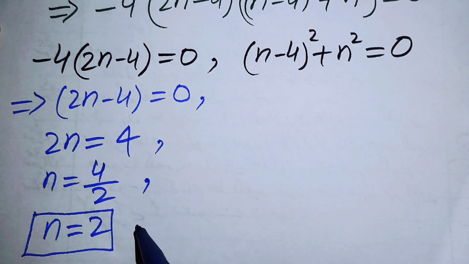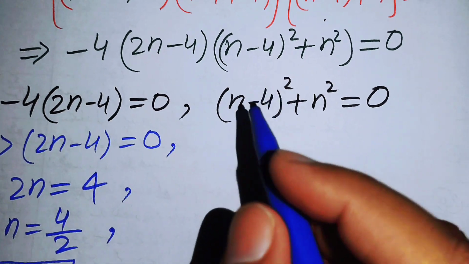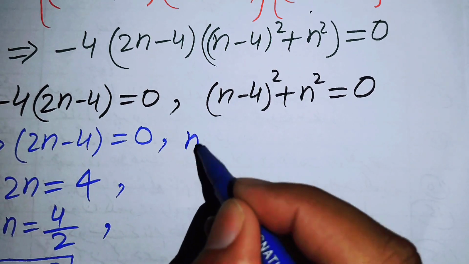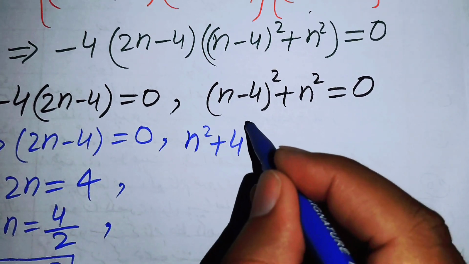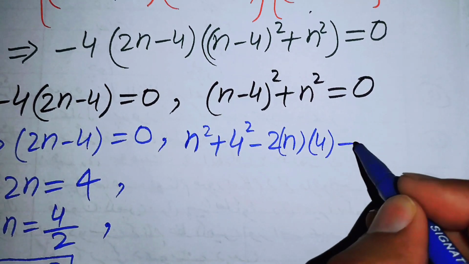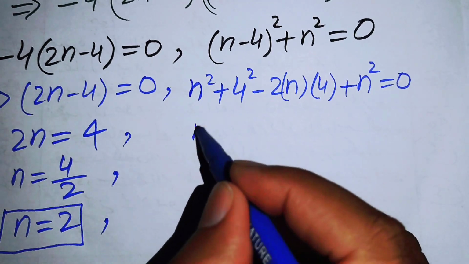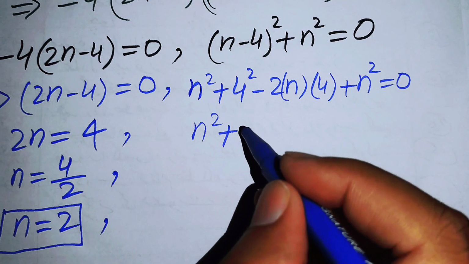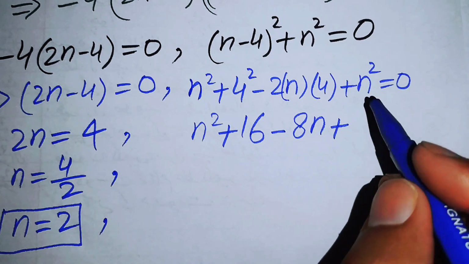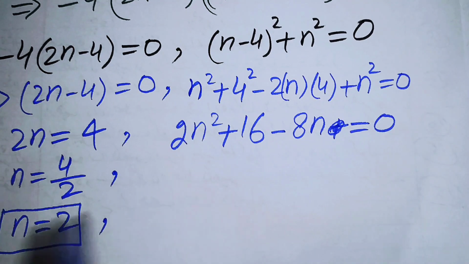So now in order to find the other factors we will solve this case. In this case, first I can open (n minus 4) whole square, and you know that (a minus b) whole square is equal to n squared plus 4 squared minus 2 times n into 4, and here you have plus n squared is equal to 0. And here you get n squared plus the square of 4 is 16, and 4 2s are 8, minus 8n, plus here you have n squared plus n squared which becomes 2 times n squared, and the whole is equal to 0.